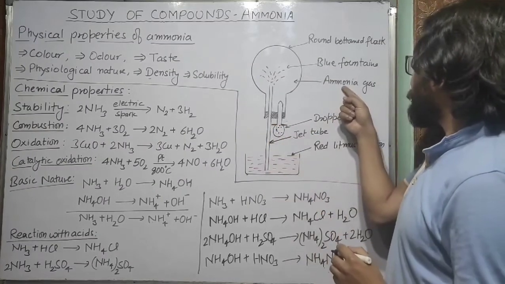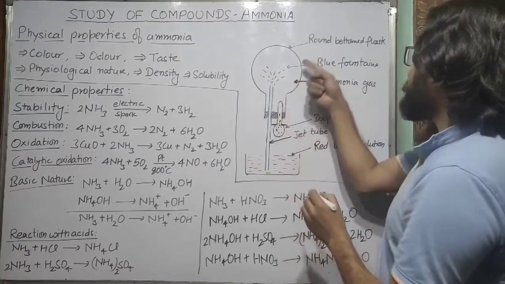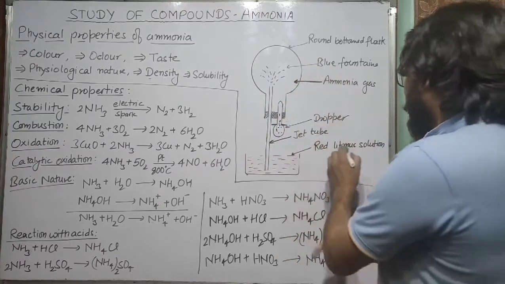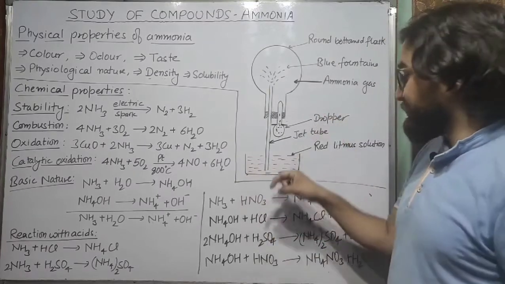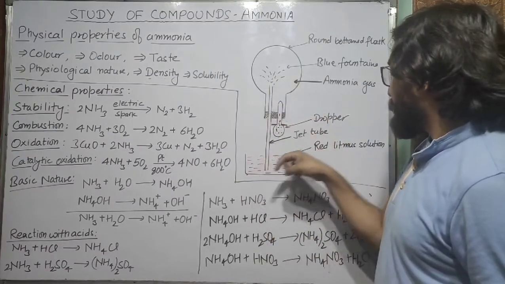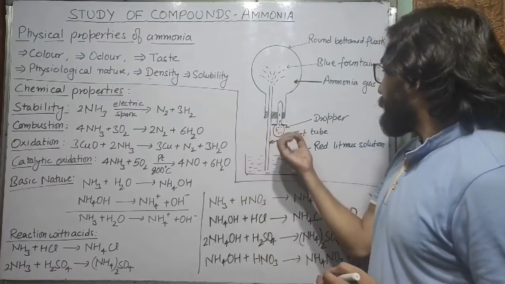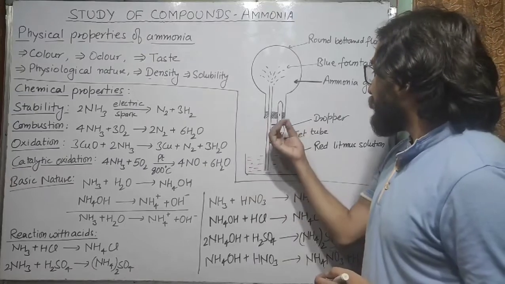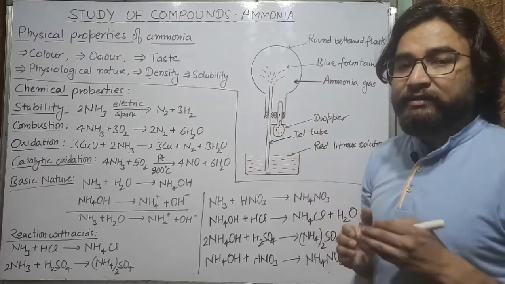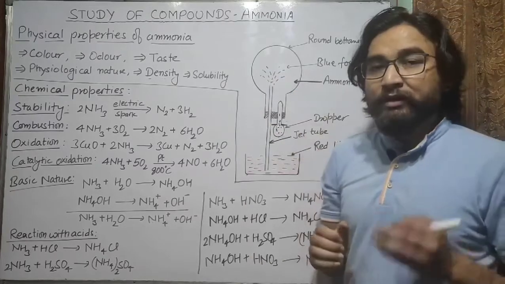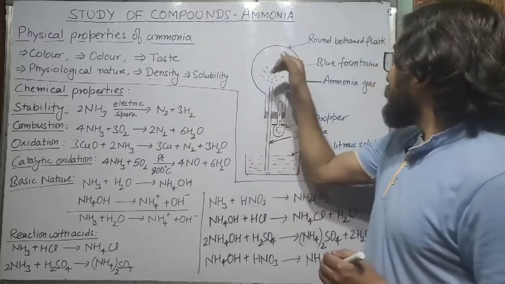Now the next is ammonia gas is filled in this round bottom flask and red litmus solution is kept below the arrangement. Now the jet tube is immersed in this red litmus solution. So when this dropper is squeezed, the water of the dropper moves to the round bottom flask, and as a result of which it absorbs the ammonia gas and partial vacuum is created in the flask.